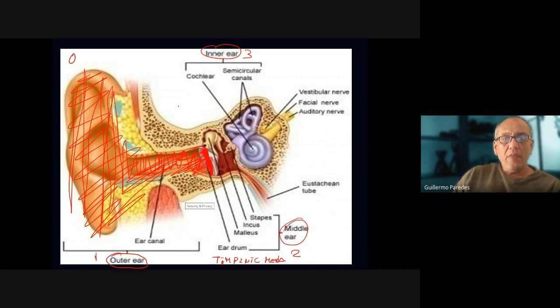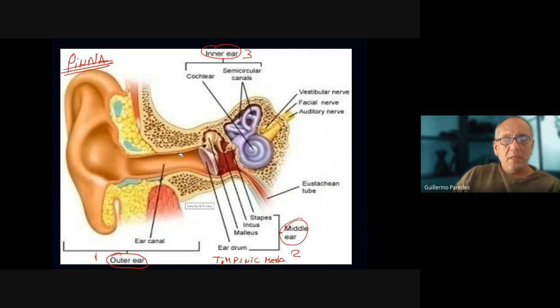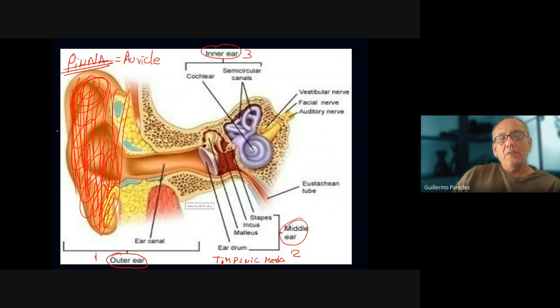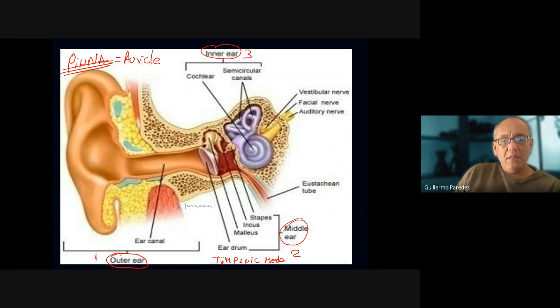Where does the outer ear go? It goes from what we call the pinna. What is the pinna? I'm going to draw it. The pinna is the ear, the auricle or pinna, all this structure. Okay? So that is the pinna. Then we have the ear canal. This is the ear canal.